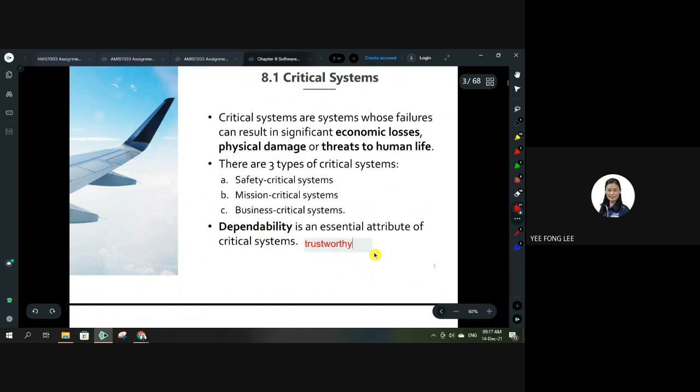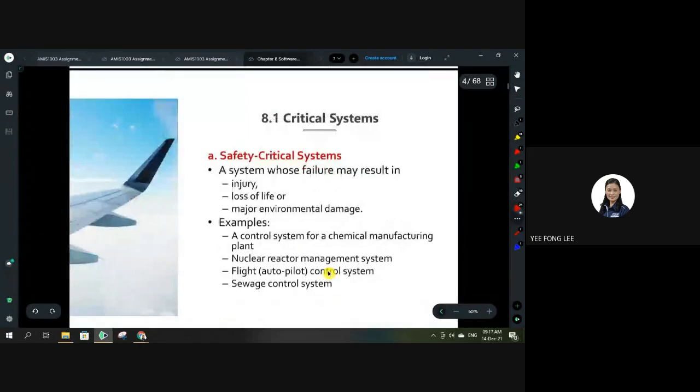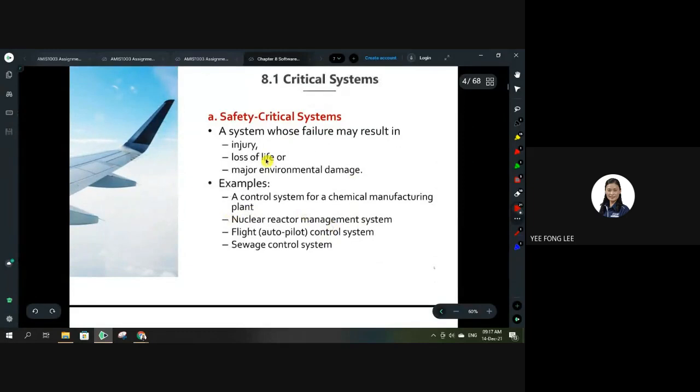A system that is not dependable means a system that is not trustworthy, unreliable, unsafe, or even insecure. So usually, systems that are not dependable are rejected by users. So we look at the next one here. Okay, please read through briefly the content here.